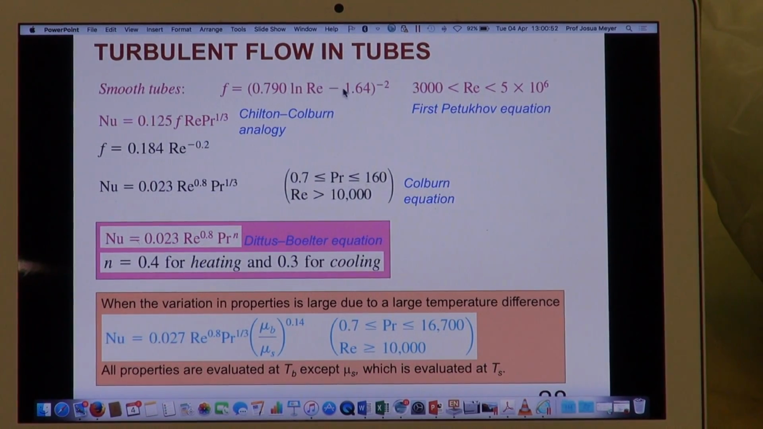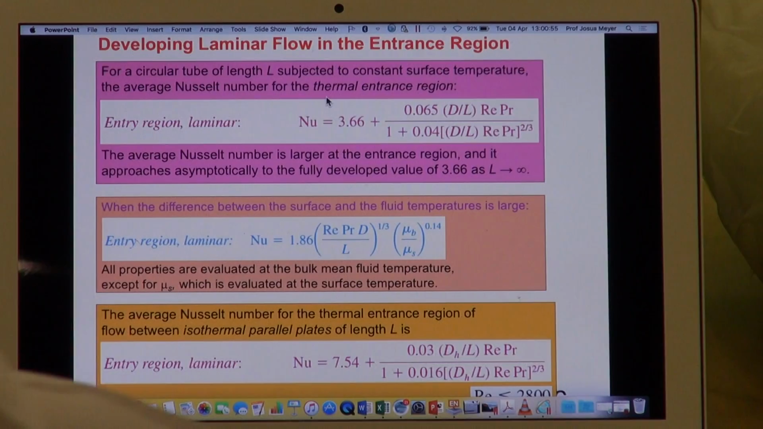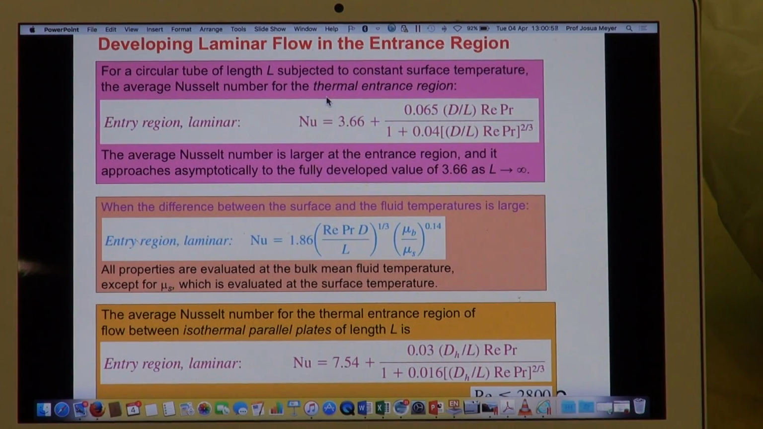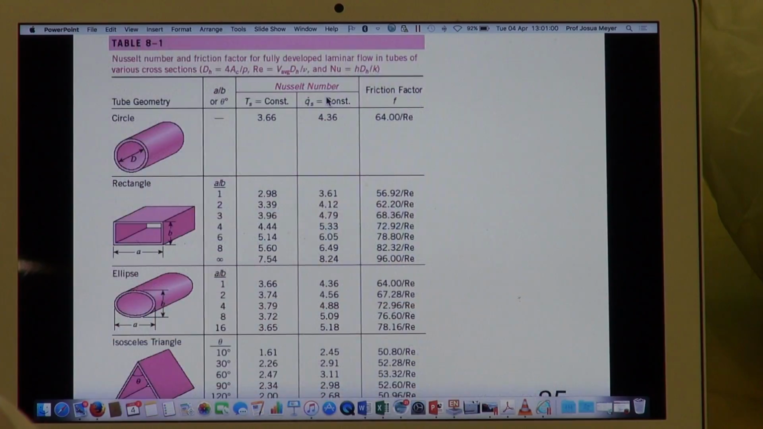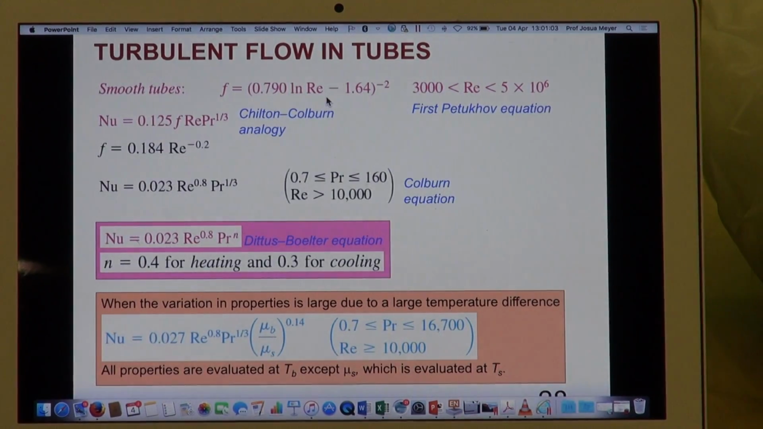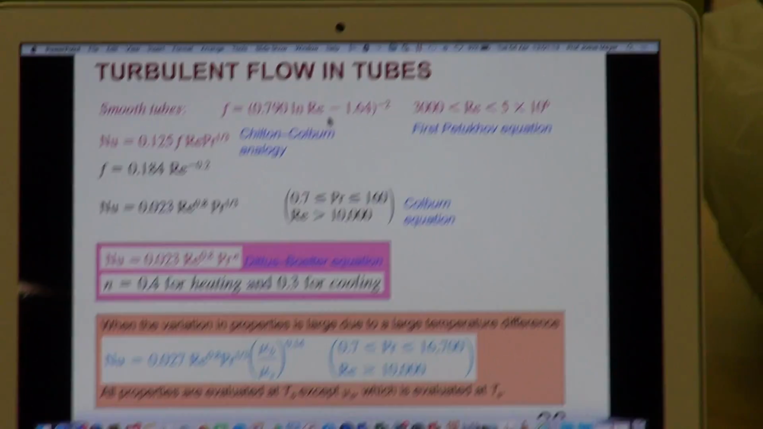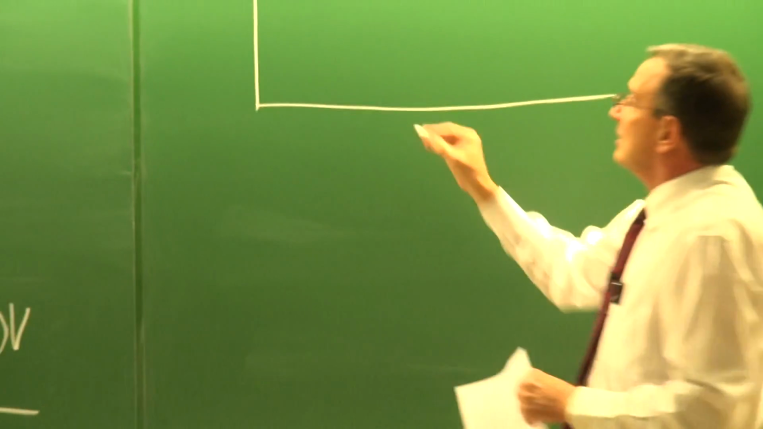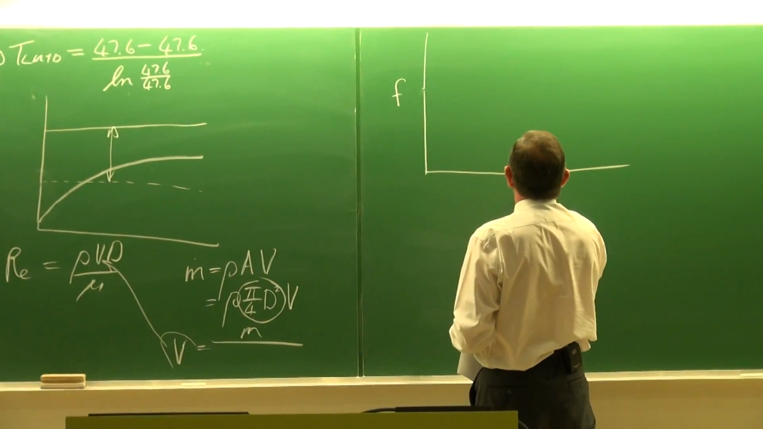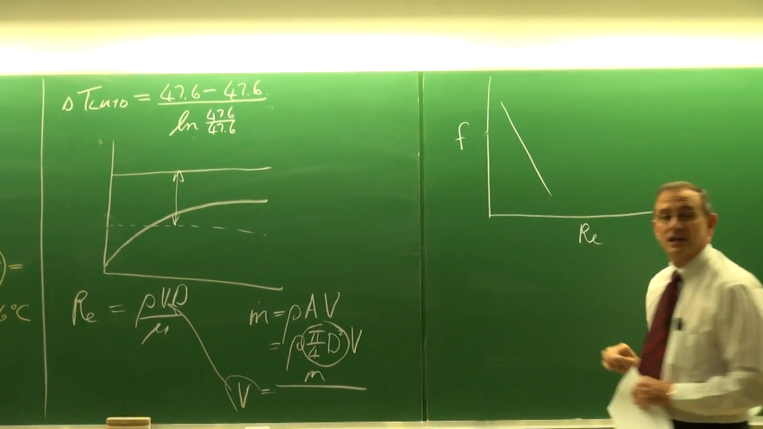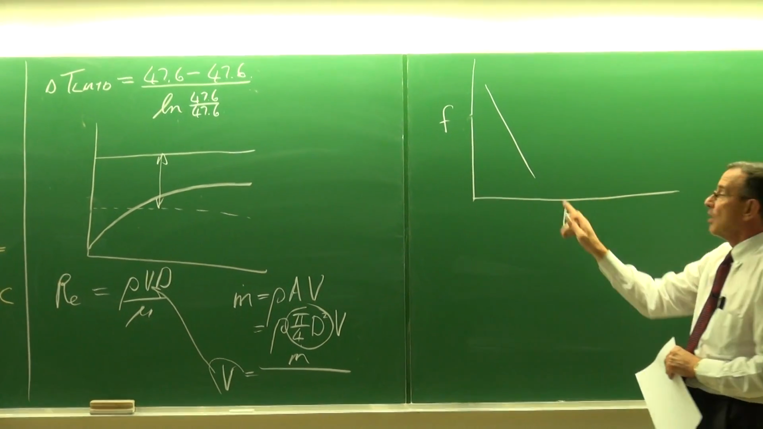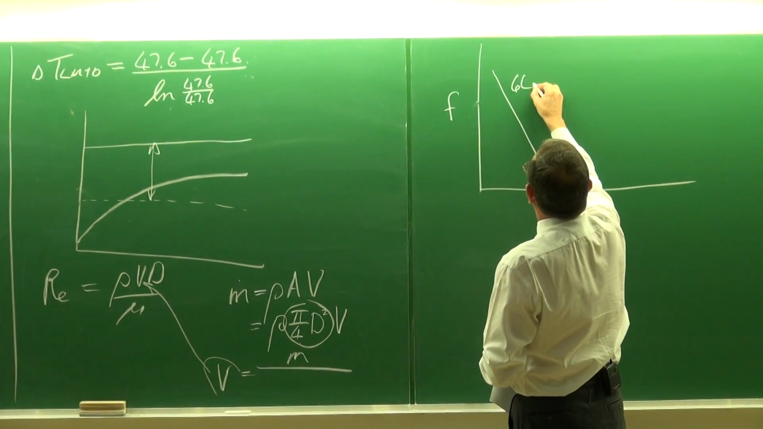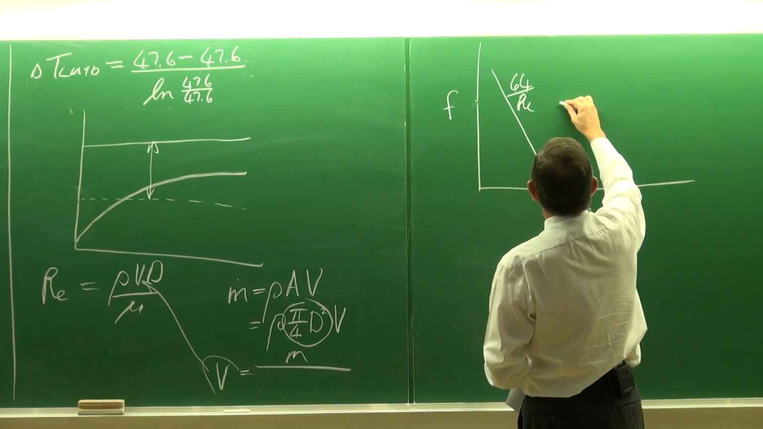Now, previously, in the previous slide, I summarized the friction factor for you. There you see it, an equation that you can use to determine it. So there are two ways we can get it. This is the friction factor as a function of Reynolds number. There is the result for laminar flow: friction factor is 64 divided by Reynolds number.